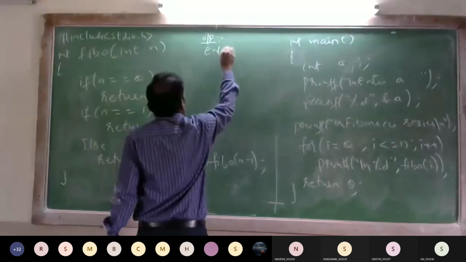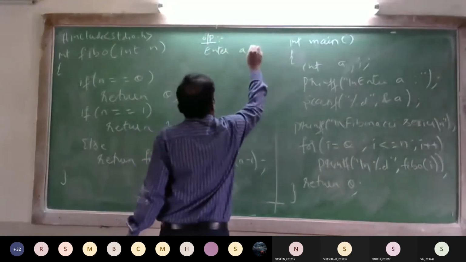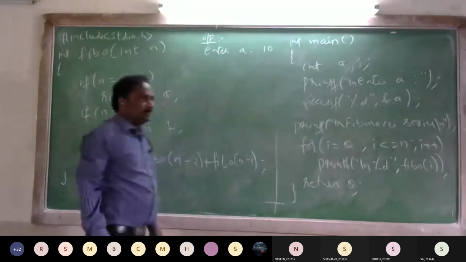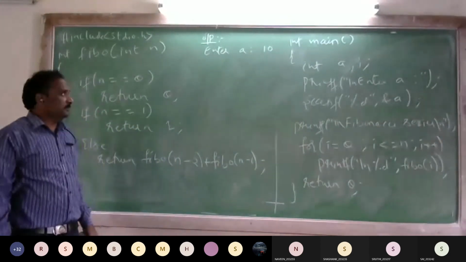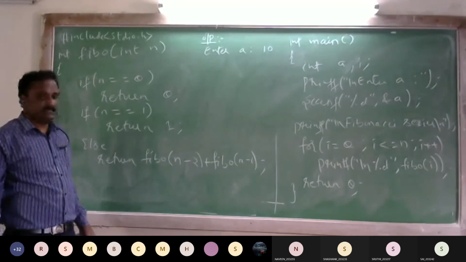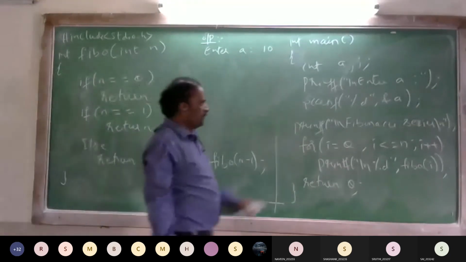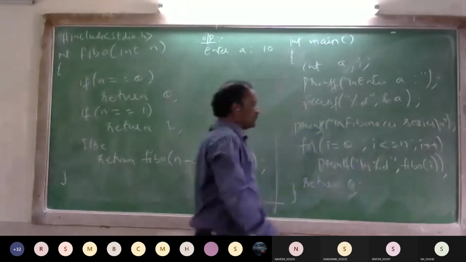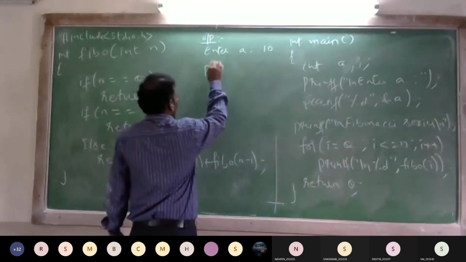Output: enter A. Say that A is set. The A value is set, so I want to print 10 Fibonacci numbers. Now this is the message displayed on the output screen: Fibonacci series.